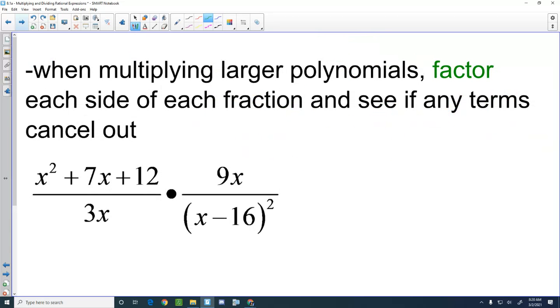Okay, now this is going to make things easier. Right now, if you look at this problem, it looks a little bit crazy. Right, I've got this trinomial now, an x squared plus 7x plus 12. You're like, oh, I'm going to have to multiply that out. That's going to be a pain.